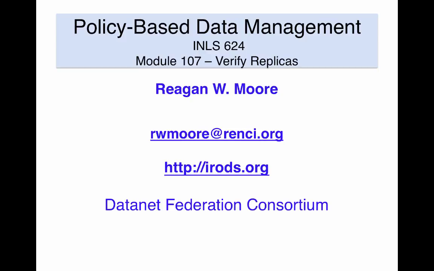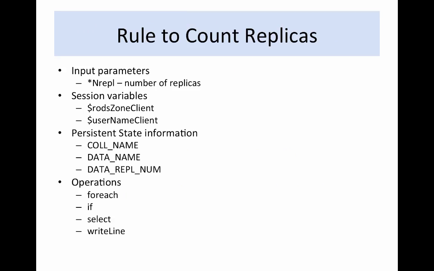Replicas provide a way to minimize risk of data loss. A simple check that runs rapidly is to check that the required number of replicas exists for each file. A rule to count the number of replicas is available at Zone Home RW Rules Test Number Replicas. The input parameters for the rule are *IN_REPL, the number of replicas you desire.